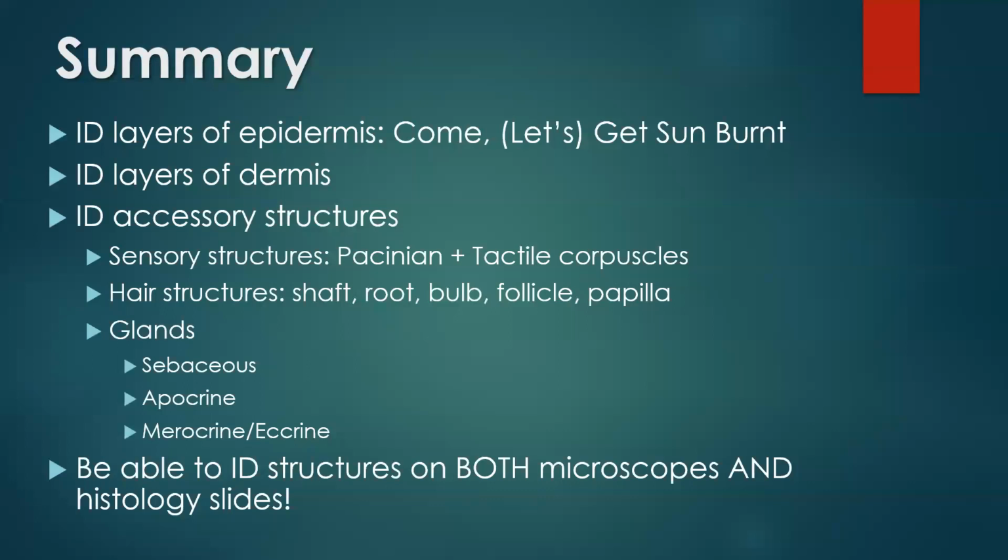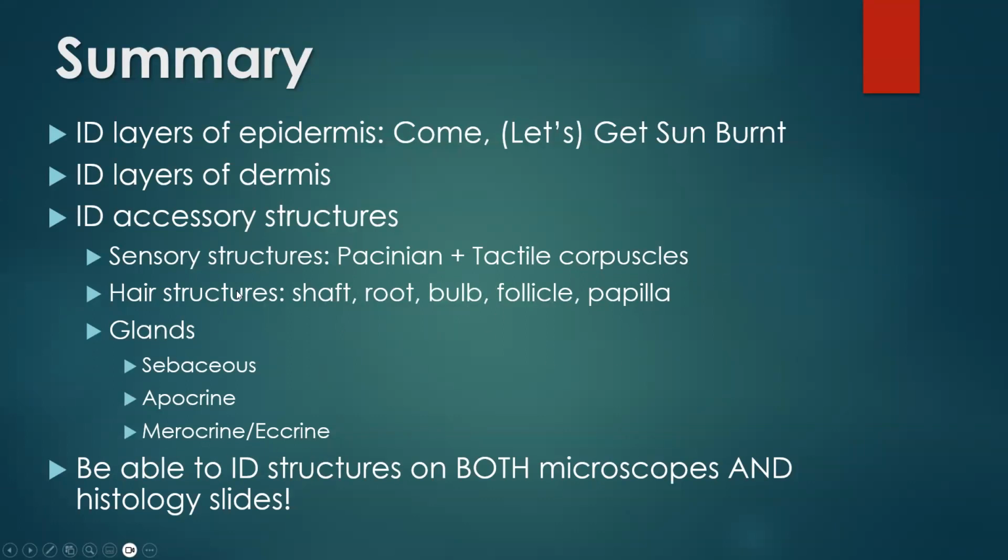So to review, we covered layers of the epidermis. We talked about the two layers of the dermis, so we've got that loose areolar connective tissue on top of dense irregular connective tissue. Make sure you know your Pacinian and tactile corpuscles and know the difference between the two and where to find them. Make sure you're comfortable with all of these structures and how to see them under slide. There's some things that we talked about that are too specific under a microscope, but we can definitely identify our shaft, our root, our bulb, and follicle.